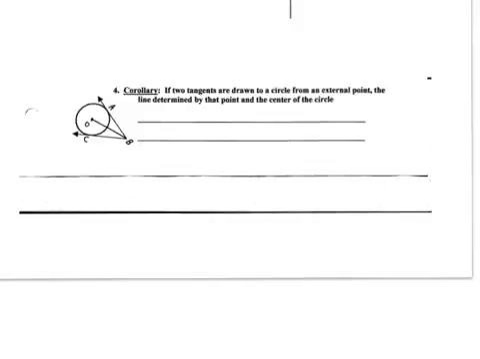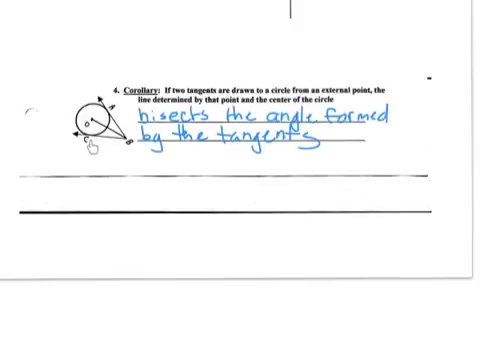So here's a corollary that goes with the last theorem. If two tangents are drawn to a circle from an external point, the line determined by that point and the center of the circle bisects the angle formed by the tangents. So in this diagram we have B as a point, and from B we have tangents BC and BA, and also BO going to the center of the circle. We can say that angle ABO has to be congruent to angle CBO.